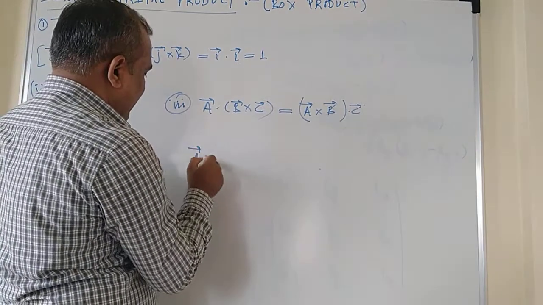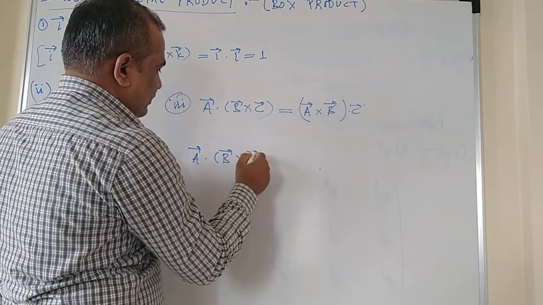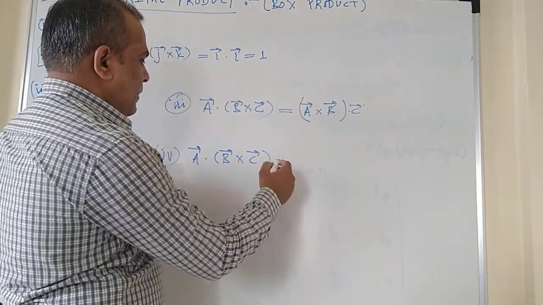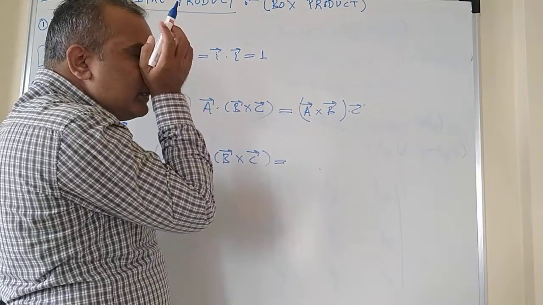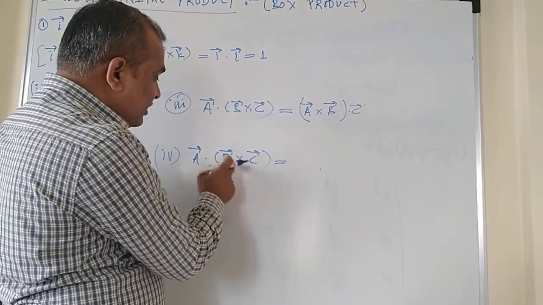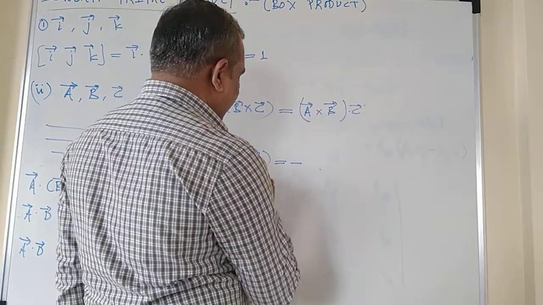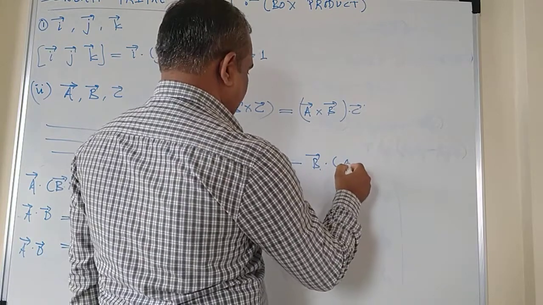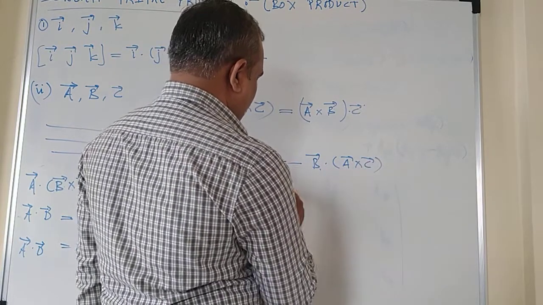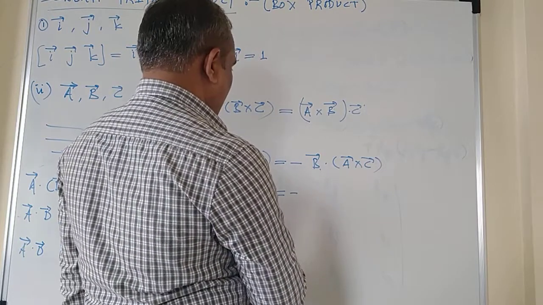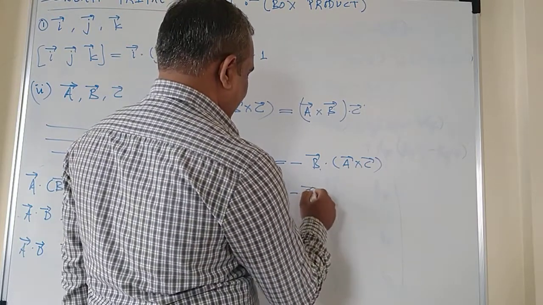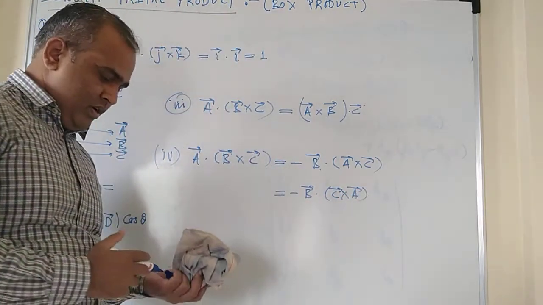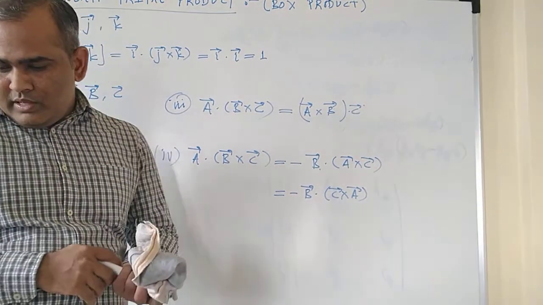That means a bar dot b bar cross c bar is in the cyclic order, in the sequential order. If you do not maintain their cyclic order, without interchanging dot and cross, then its sign changes. So I can write this in this way: minus b bar dot a bar cross c bar, or the same thing I can write as minus b bar dot c bar cross a bar, in this way. Got it? Hope you understood this property also, right?